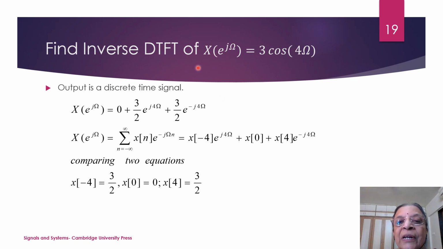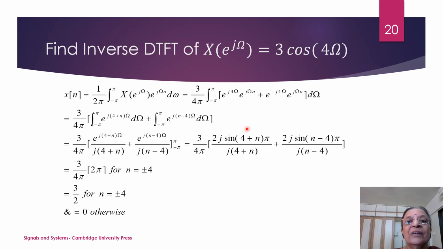Find the inverse DTFT of X of e raised to j omega equal to 3 cos of 4 omega. I can write this 3 cos of 4 omega as 0 plus 3 by 2 into e raised to j 4 omega plus 3 by 2 e raised to minus j 4 omega. So I expanded this cos in terms of the exponential functions. You will find that the corresponding sample x of 0 is equal to 0, x of 4 is equal to 3 by 2, and x of minus 4 is also 3 by 2. Just comparing the corresponding coefficients, I can extract what will be the corresponding x[n].